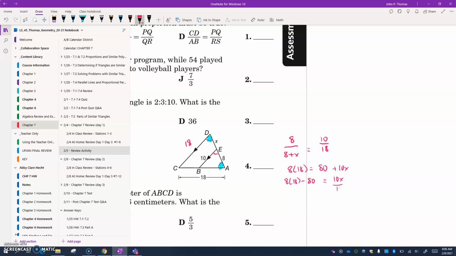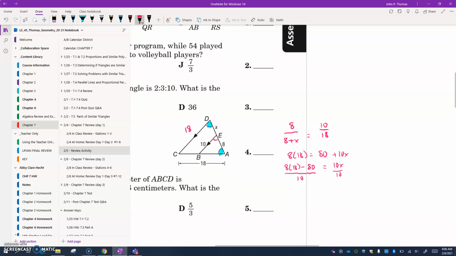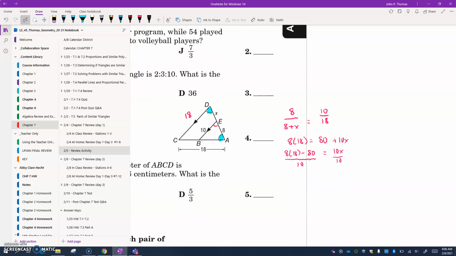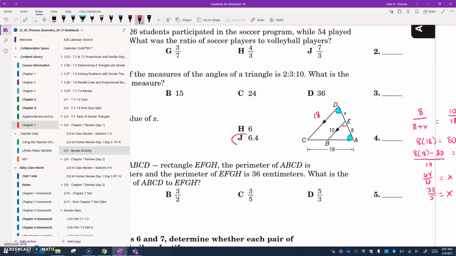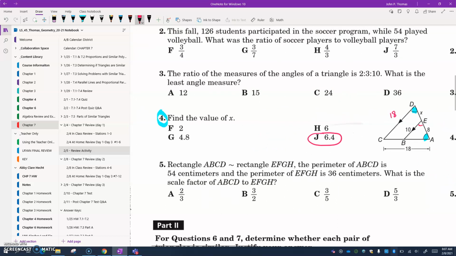And we'll divide both sides by 10. So we've got 8 times 18, that's 80 plus 64, or 144. If I subtract 80 from that, I'm at 64. So I'm at 64 over 10 equals x. We can divide a 2 out of both of those, so I'm at 32 over 5 equals x. And that's going to be 6.4. So we come back here and we have J, which is 6.4.